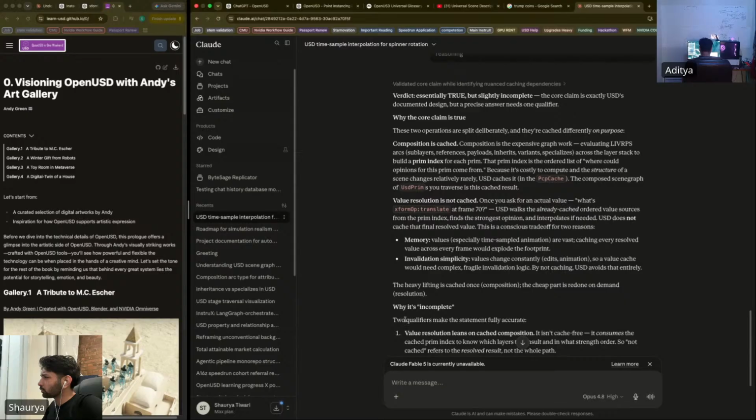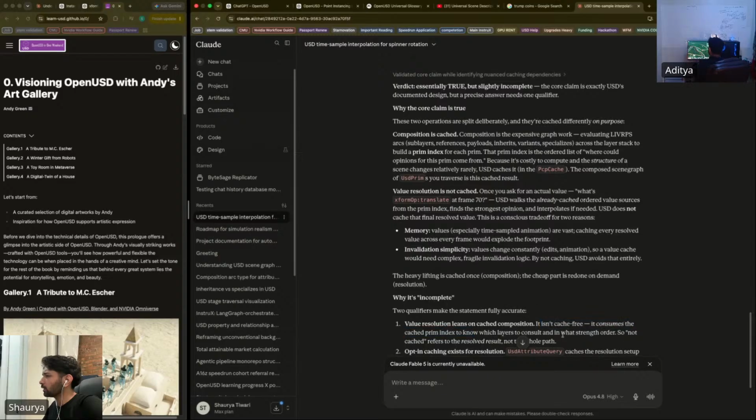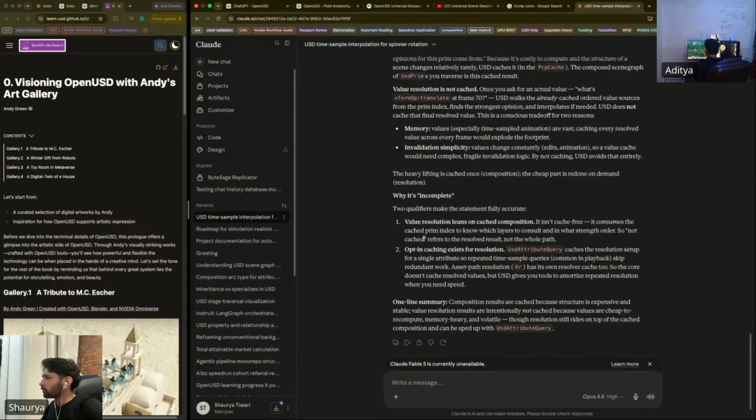Why is the statement incomplete? Two qualifiers make it fully accurate. Value resolution leans on cached composition. It isn't cache-free; it consumes the cached prim index, which knows which layers to consult and in what strength order. So, not cached refers to the resolved result, not the whole path. Opt-in caching exists for value resolution.